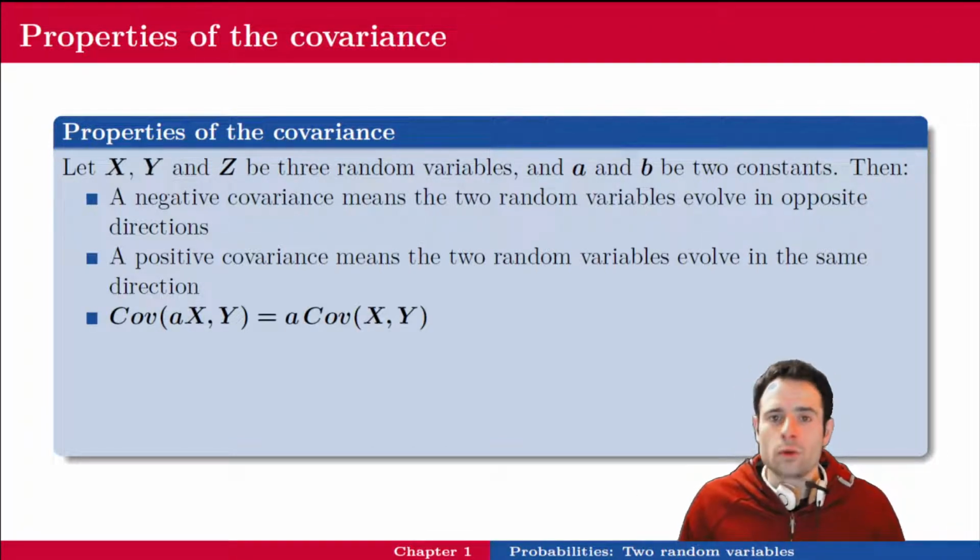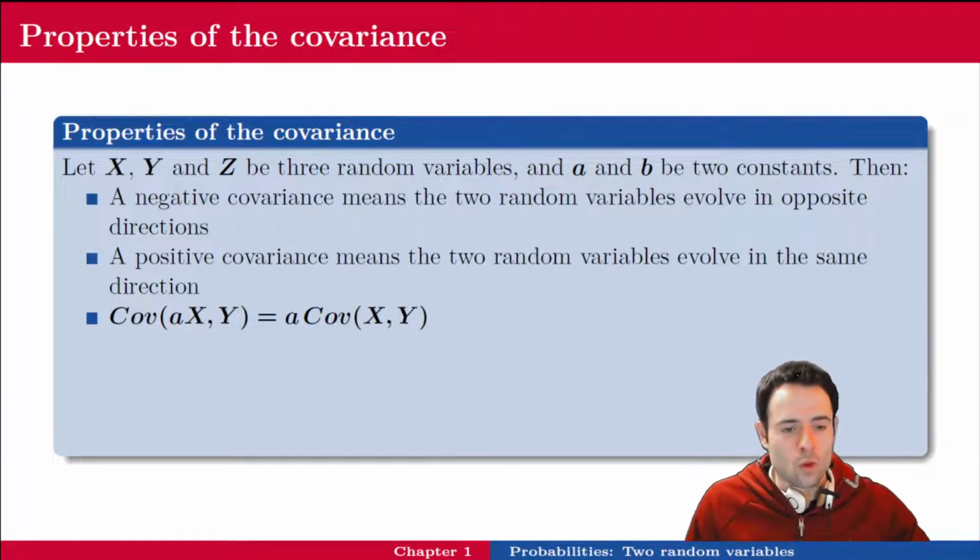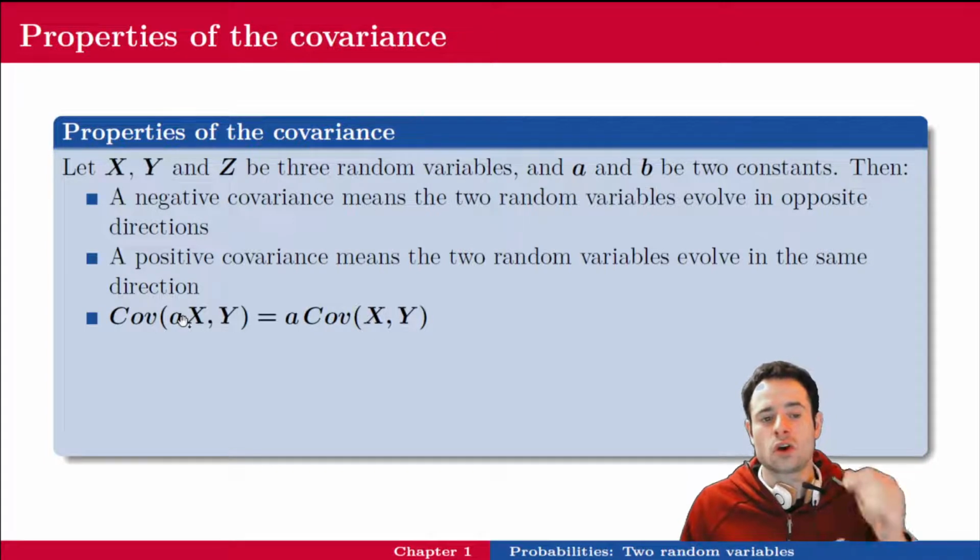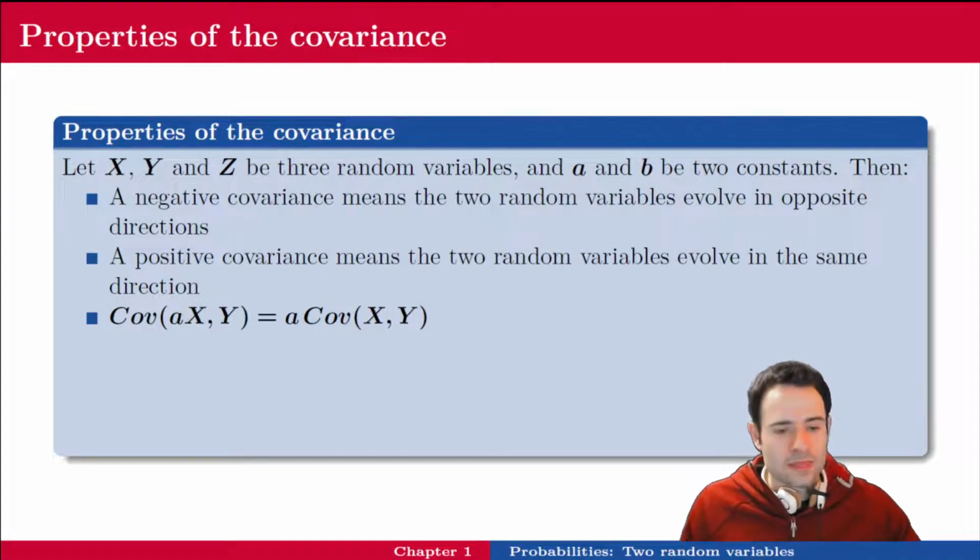The covariance formula is linear, like the expectation. It means that if you multiply one of the random variables by a constant a, which means everything inside x will be multiplied by a, then it is the same thing as putting the a at the front and computing the covariance between x and y alone.